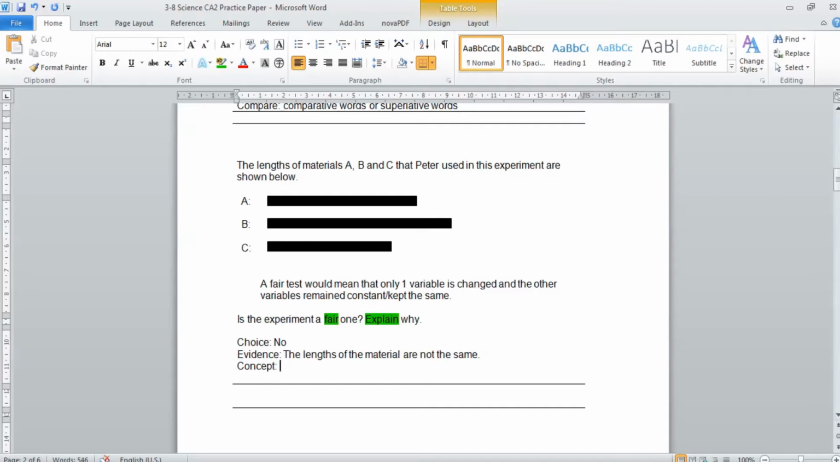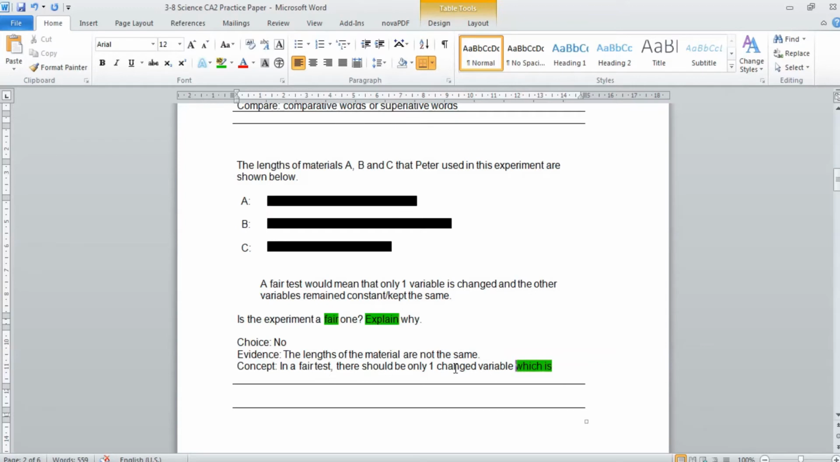That means you cannot just say, oh, the length of the material is not the same. So, I still don't know why my experiment is not a fair one. So, what should you then write? The concept is now here, right? In a fair test, there should be only one change variable. You must always add this, because otherwise you are not writing a general statement. You are still referring back to the experiment.